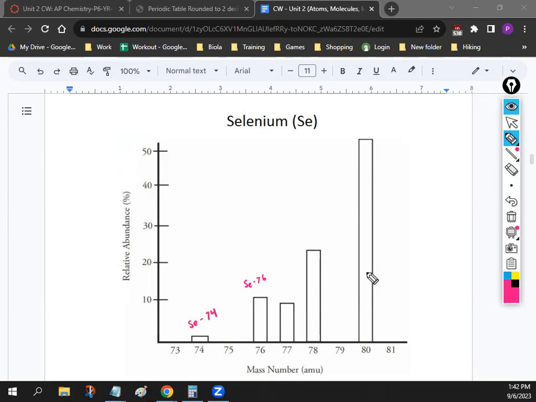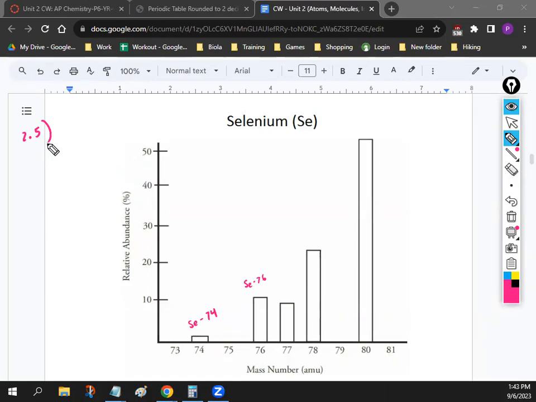So let's start with, I'm actually going to answer 2.5. You might not see it, but 2.5 is basically asking how many isotopes of selenium there are. So if you look at the graph, how many bars do you see?